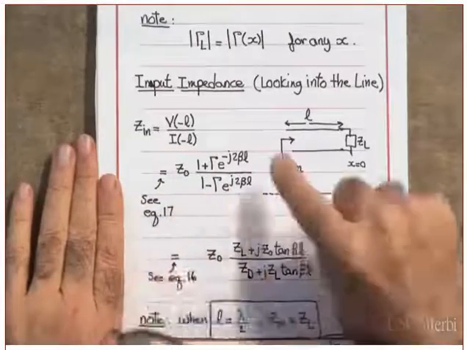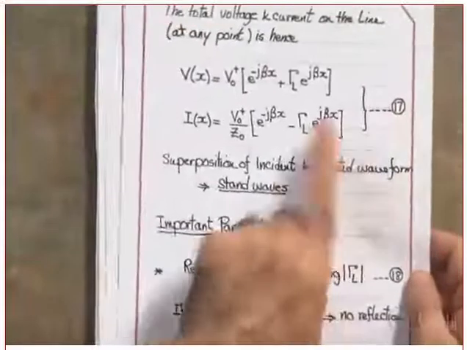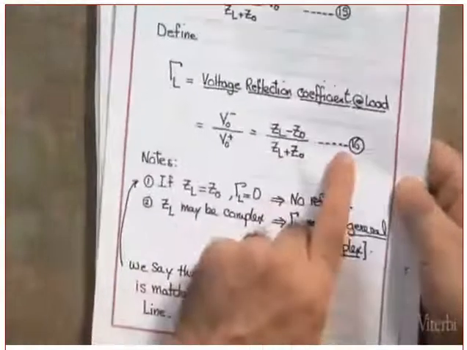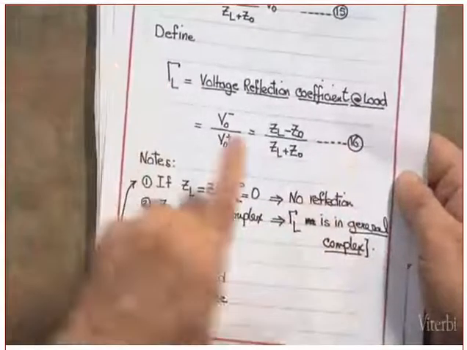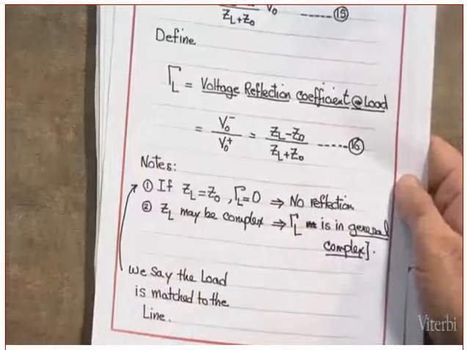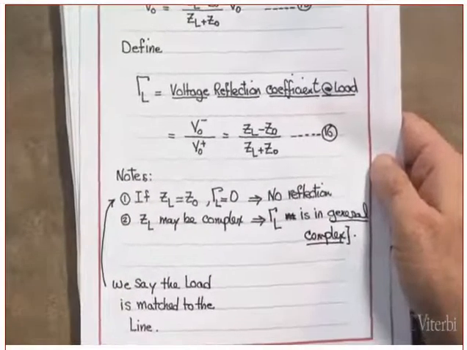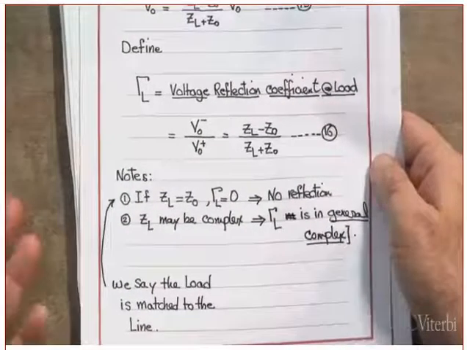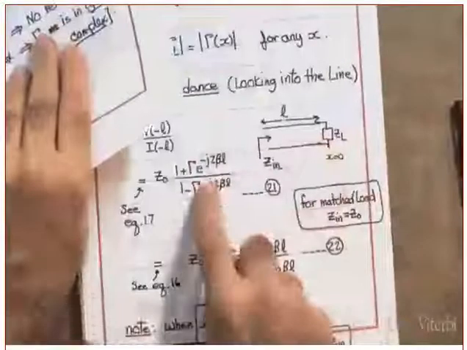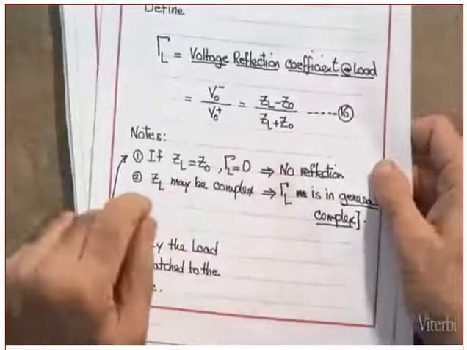Now, what do I do with this equation? Instead of gamma, I'm going to use equation 16, which is this one. Sorry, this one I got from equation 17. Instead of this gamma L, I'm going to substitute this because I want the input impedance as a function of the characteristic impedance of the transmission line and the load impedance. Did you get this or not? So in place of this gamma, do you see this gamma here? In place of this gamma, I'm going to substitute this guy. Did you get this or not?